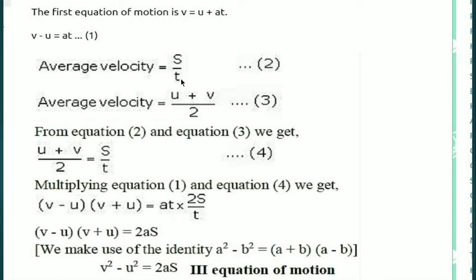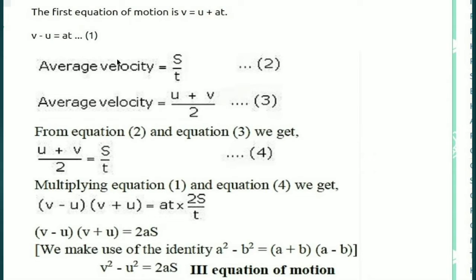But we know average velocity is also equal to the sum of the velocities by the number of velocities. This is the same as how you calculate mean in your mathematics, that is sum of observations by number of observations. So here the sum of the two velocities is initial velocity plus final velocity by 2. Since both the left hand sides are equal, we can equate them and write u plus v by 2 is equal to s by t. Now this is your fourth equation.